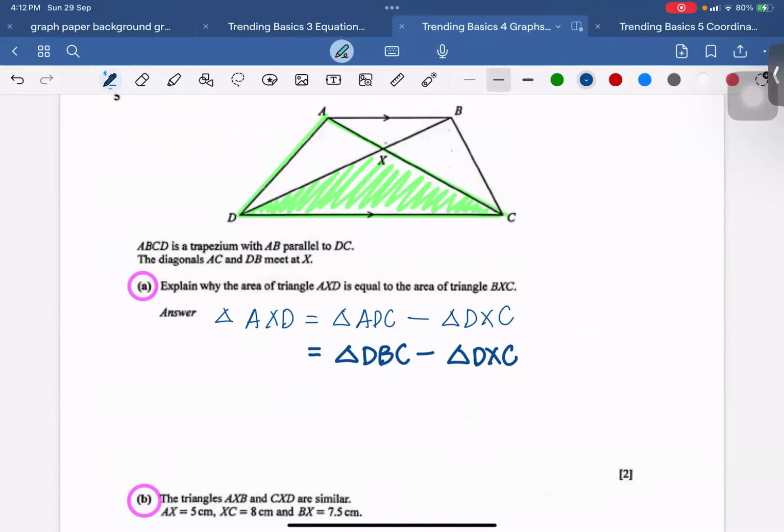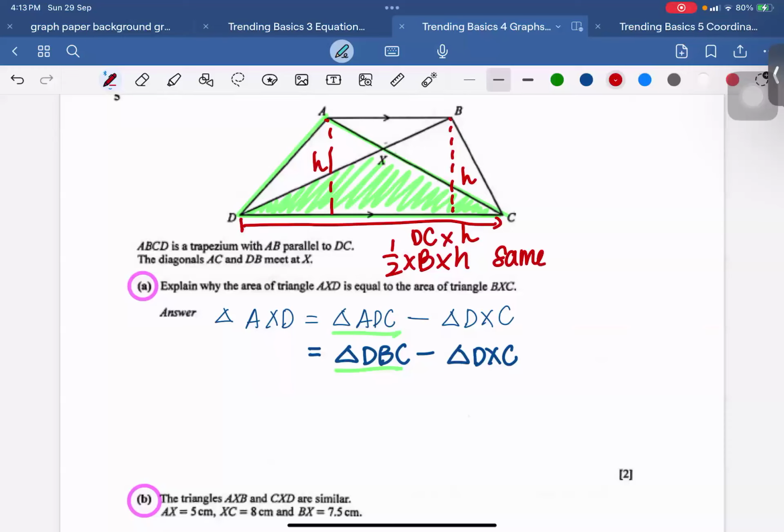But how do I know that these two have the same area? Because area is half times base times height. They share the same base, DC, and a common height, H. So both of them have the same area because of common base and common height. Now what's left? I take the big one minus the small one, left with triangle BXC.